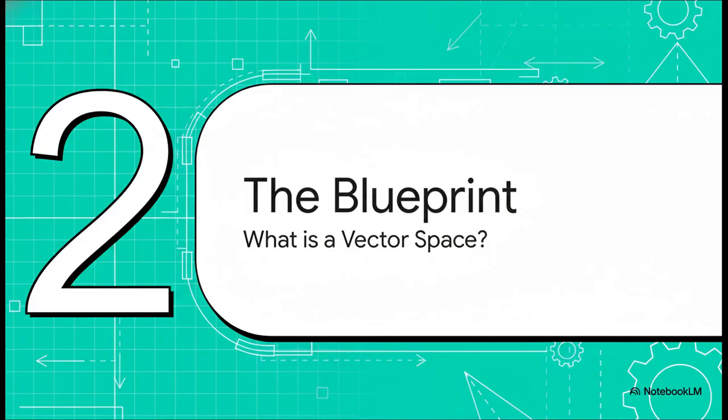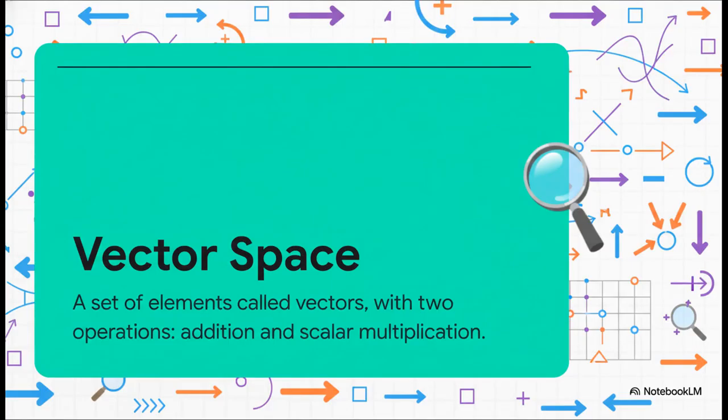Okay, so we've just named the most critical piece of the puzzle, the vector space. So let's zoom in on that. Let's take a look at the actual blueprint. What is this structure that's holding this entire system together? You know, when you really boil it down, it is shockingly simple. A vector space really only has two main ingredients.